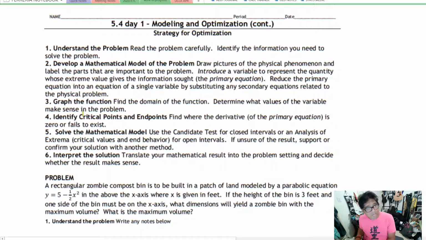Once you're done with that, we get moving on to the real calculus part here, which would be identify critical points and endpoints. You're going to solve the mathematical problem using the candidate test. That's why we learned that a couple of lessons ago. And finally, we're going to interpret that solution, translate that mathematical result into the problem setting, and then we're going to decide what results make sense. So let's get to the zombie compost bin.